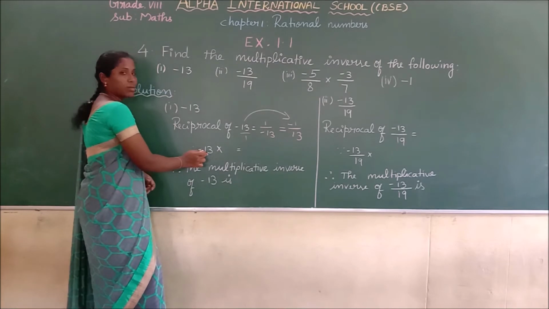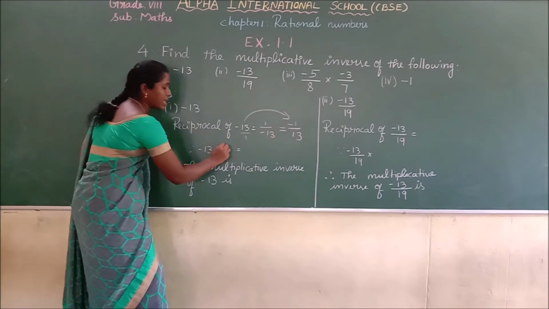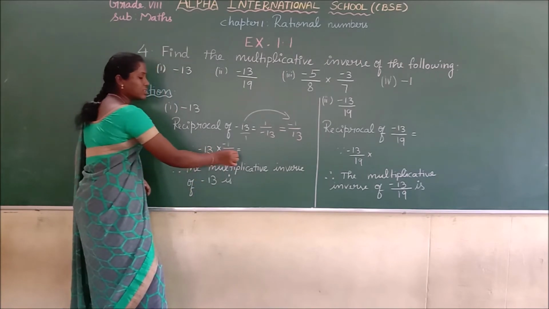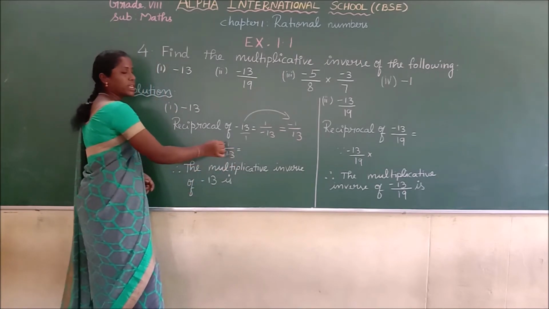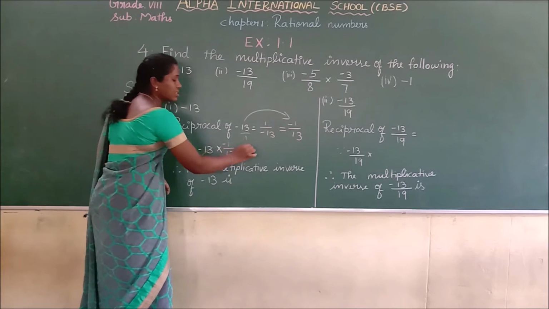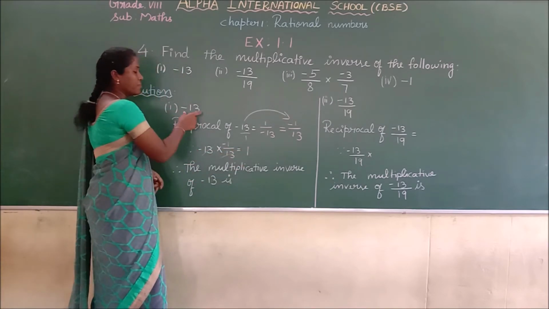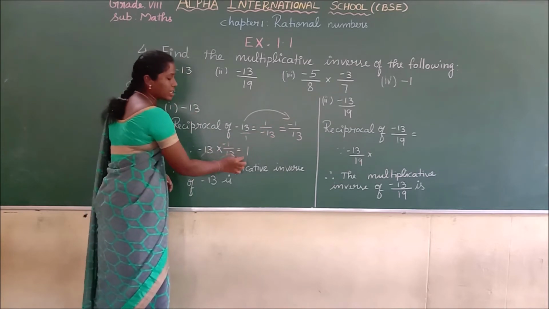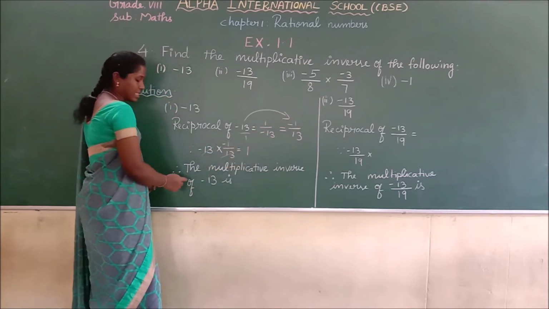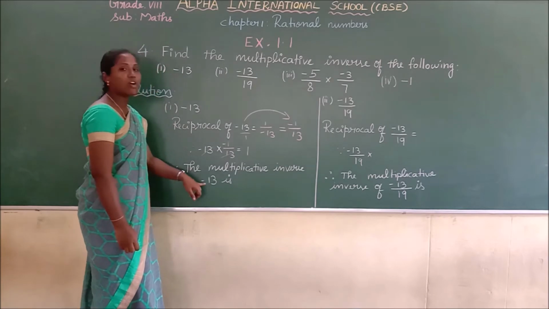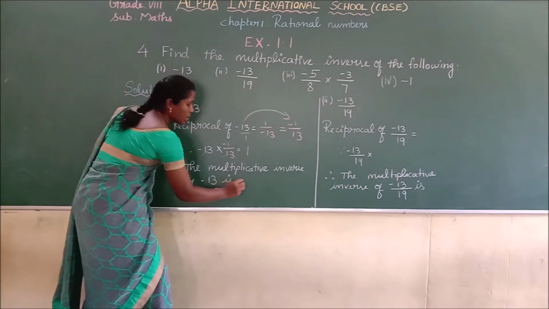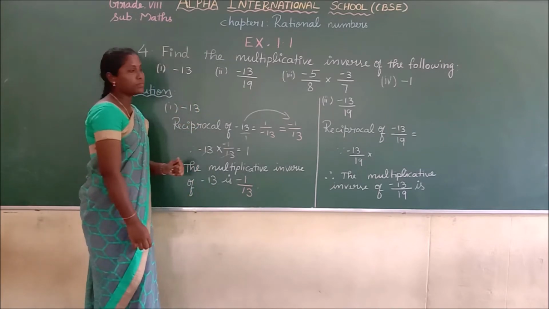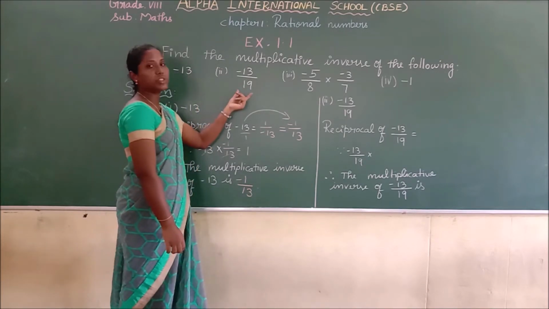So, we are going to check. Minus 13 is the given number and its reciprocal is minus 1 by 13. Here, 13 and 13 will get cancelled. Minus into minus will become plus and the result is plus 1. So look here, minus 13 into minus 1 by 13, we are getting the result as 1. So we can say that the multiplicative inverse of minus 13 is minus 1 by 13. Just its reciprocal.